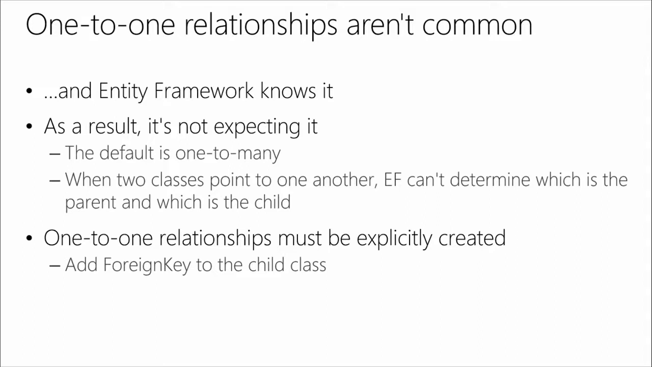What will wind up happening is it will give you a circular error. It's going to look and go, okay, you've got these two classes that are pointing at one another. I can't figure out which one is the parent and which one is the child. You've got to help me out a little bit more here. So it's not expecting that. What you need to do is help Entity Framework out by identifying what the relationship is. The way you do that is by going into the child class and adding on the foreign key attribute.